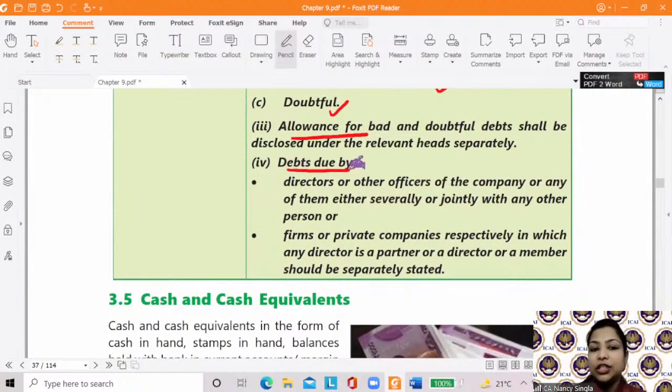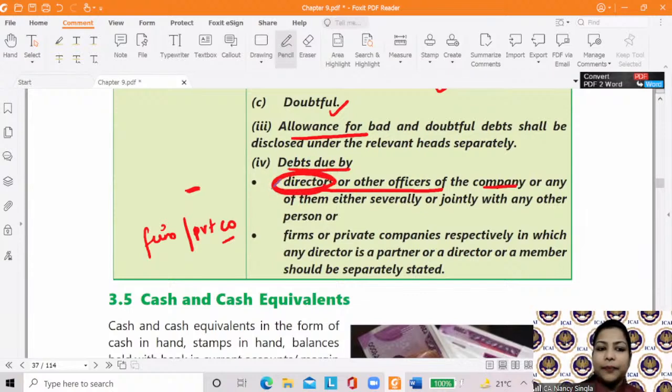For the debts due by, if any of the debtors are the directors or other officers of the company, so that amount will be shown, ठीक है. Or if any debt is due by any firm or a private company where the director is a partner or he's a director or he's a member.